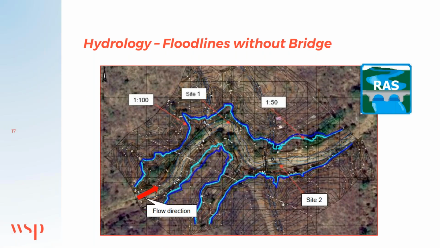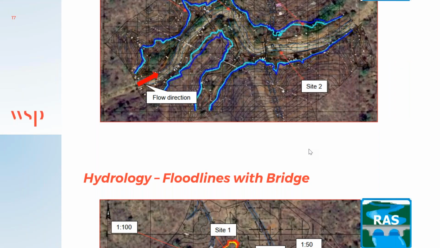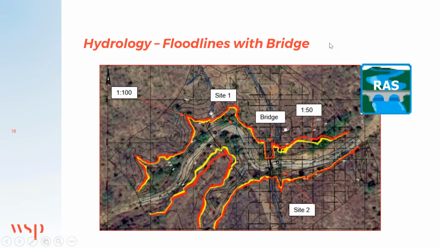What you see here is an image that was taken from a hydrology modeling software called HEC-RAS. What we see here are different flood lines, the 1 in 50 and the 1 in 100 flood line. This is without the bridge in place. The bridge flow is in this direction, the northerly direction in our instance. The second hydrology image is one that shows the bridge in place as noted by these ladders over here.